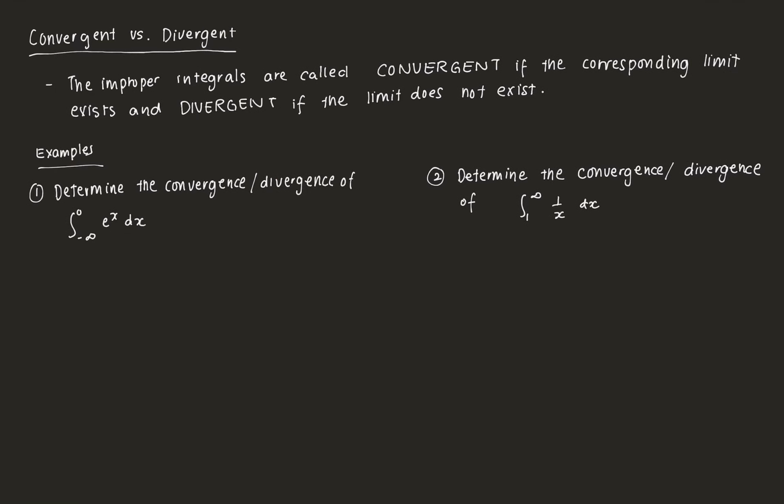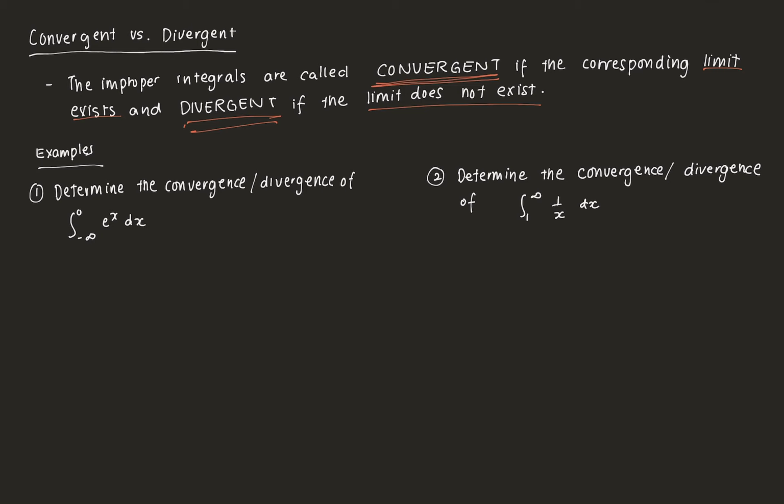So there are two types of improper integrals. We can call the improper integral convergent if the limit exists. So if the limit exists, we can say that the improper integral is convergent. But if the limit does not exist, we refer to it as divergent. Okay, so we have those there.